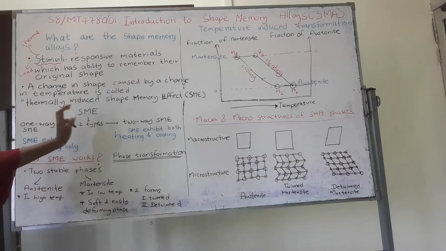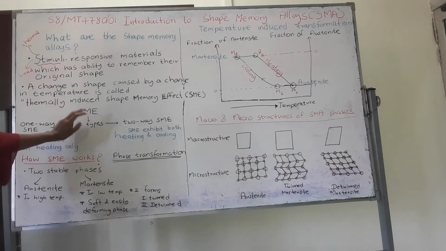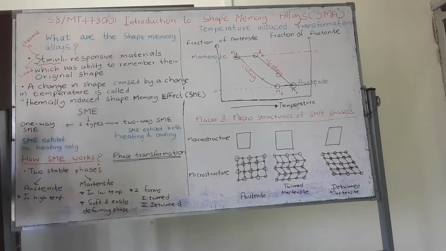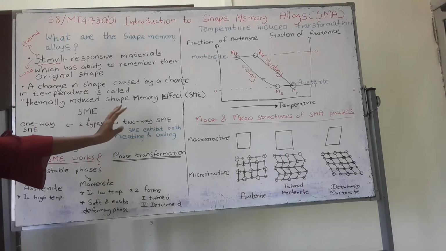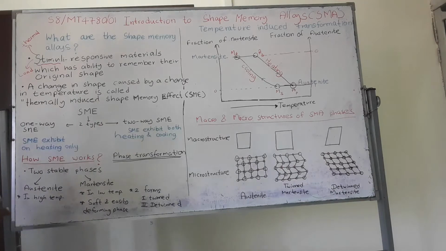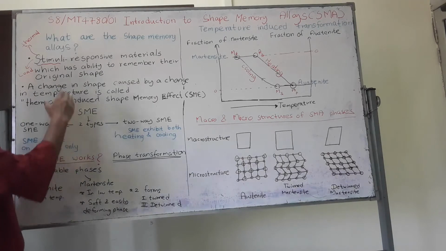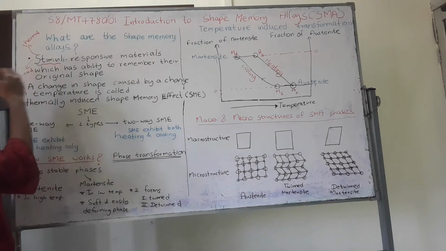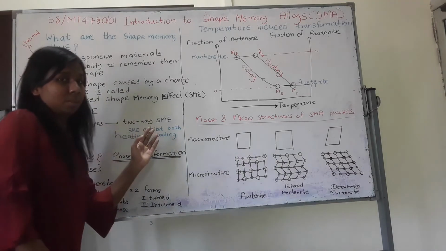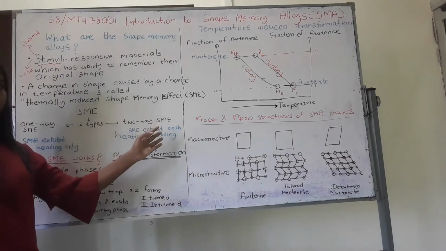There are mainly two types in shape memory alloy effect. One is one-way shape memory effect, another one is two-way shape memory effect. In one-way shape memory effect, the effect only appears in heating cycle only, and in two-way shape memory effect, the effect both appears in heating and cooling.